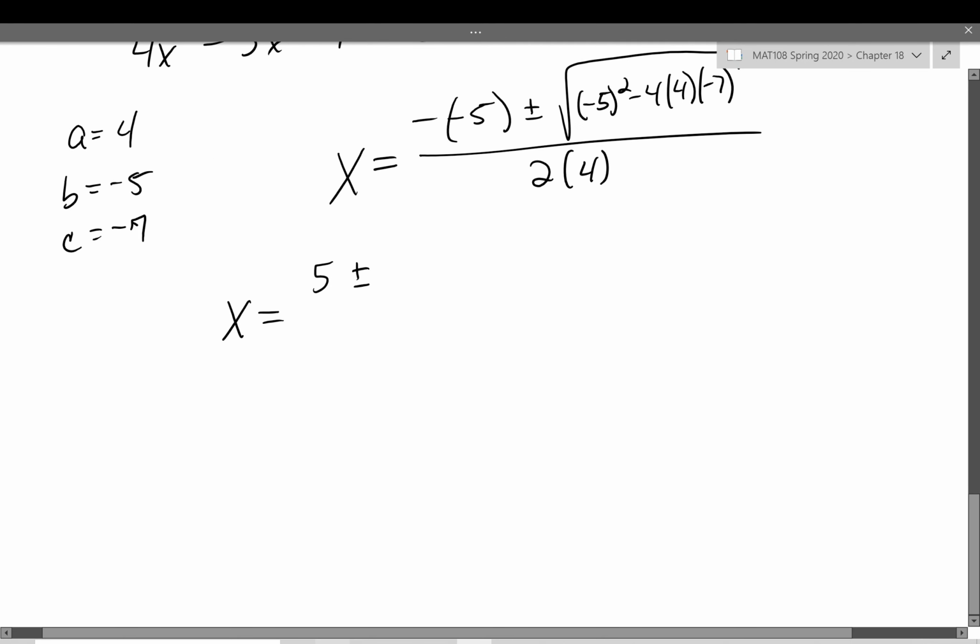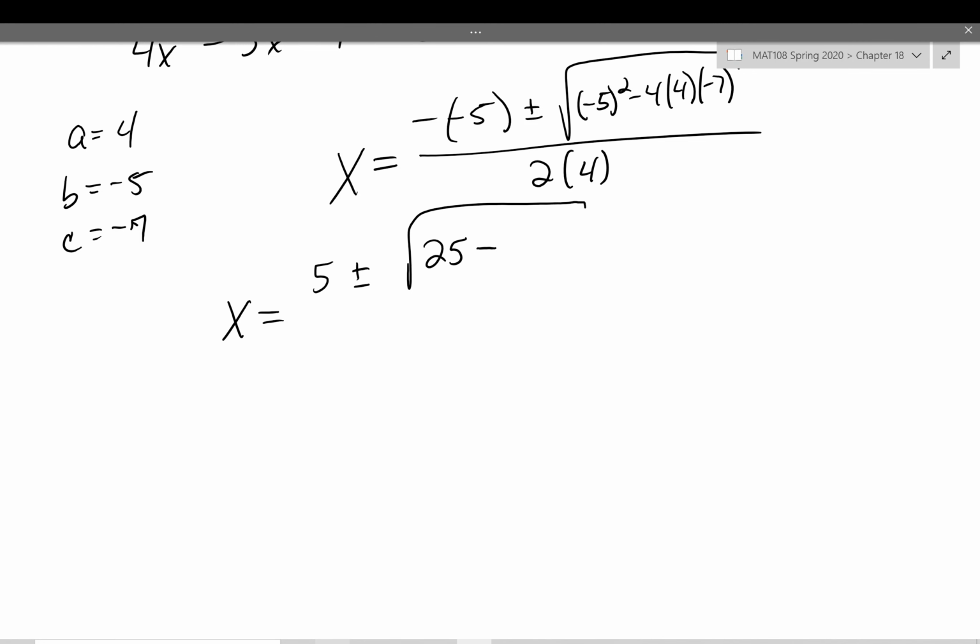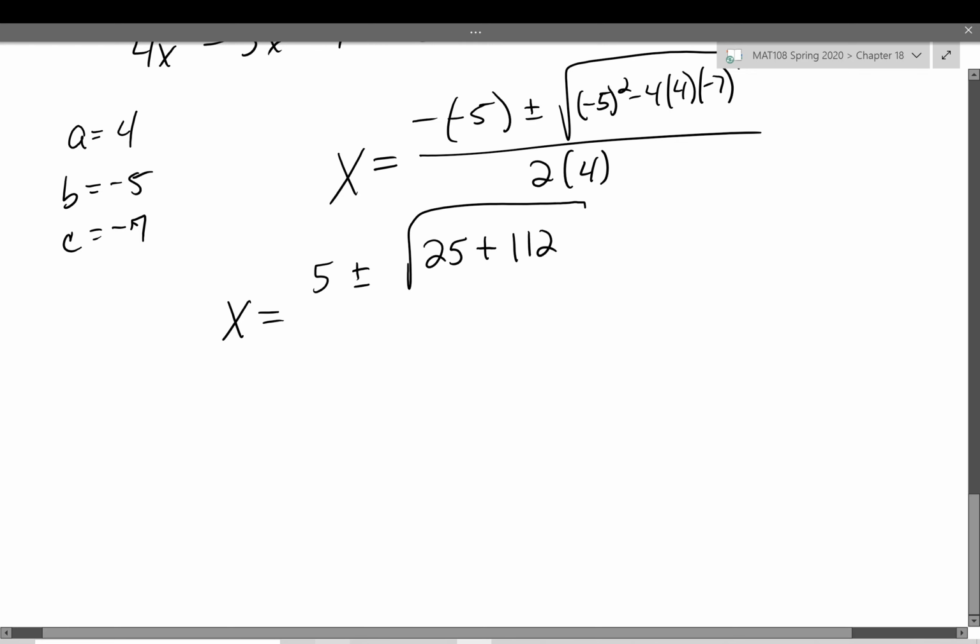5 plus or minus. Now, I'm just going to get out my calculator real fast, because we're going to have negative 5 squared, which is 25, minus 4 times 4 times negative 7. Well, that's going to be plus 112, all over 8. Okay? That's going to give me x equals 5 plus or minus the square root of 25 plus 112 is 137.